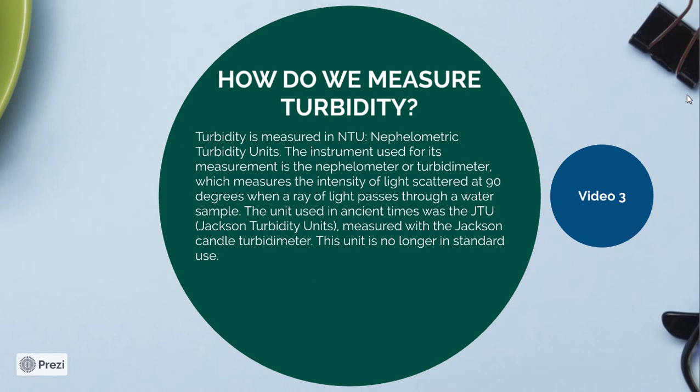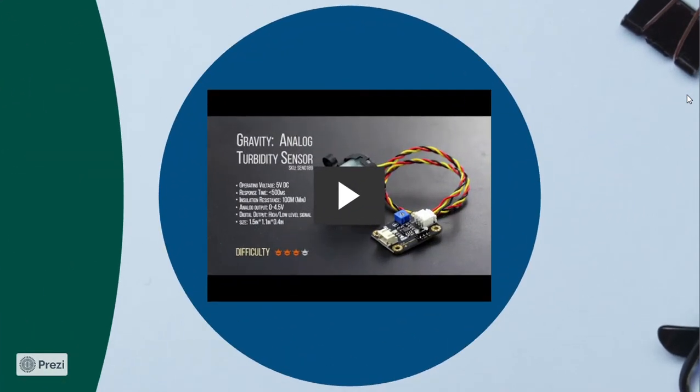The unit used in ancient times was the JTU, Jackson Turbidity Unit, measured with the Jackson candle turbidimeter. This unit is no longer in standard use. A turbidity measurement can be used to provide an estimate of the TSS, total suspended solids concentration, which is otherwise difficult to measure. In this video, we will know how the turbidity of water is measured using Arduino with the turbidity sensor.